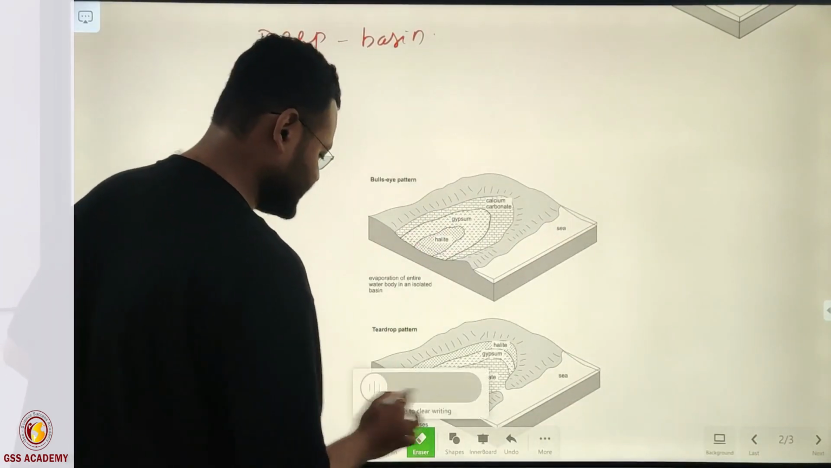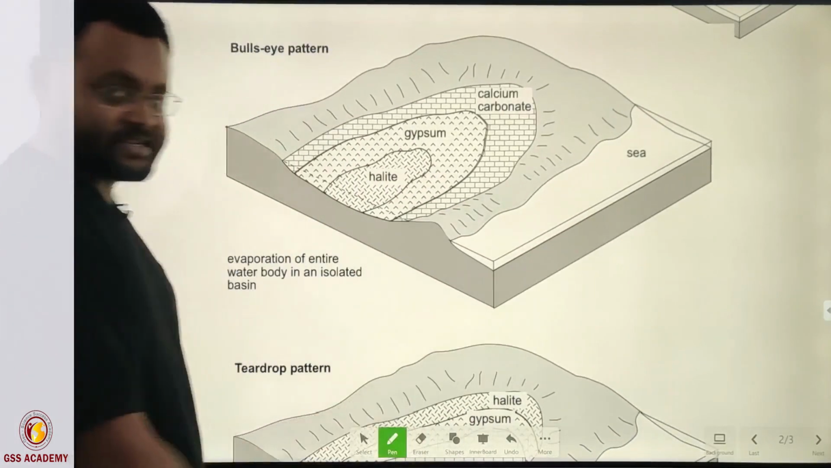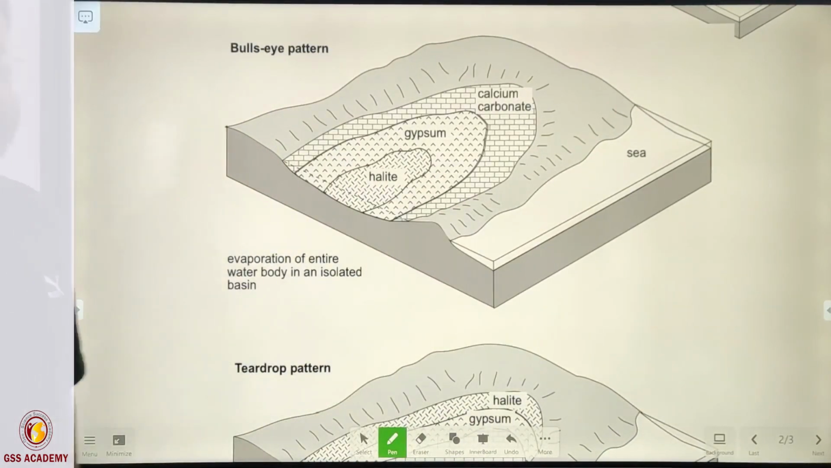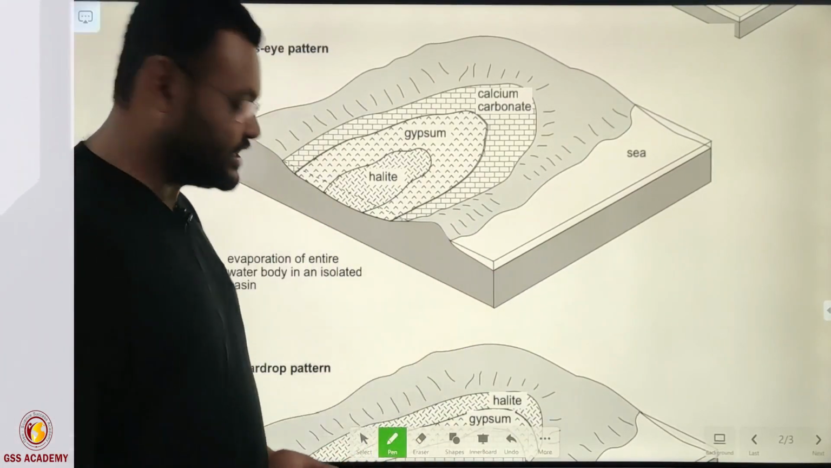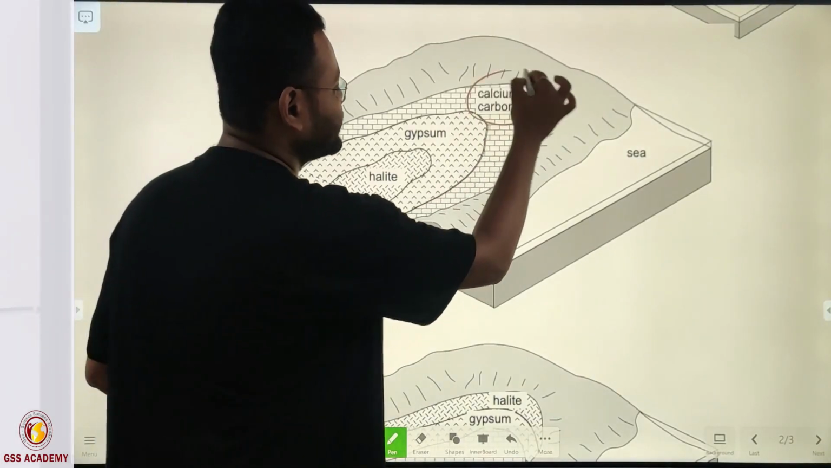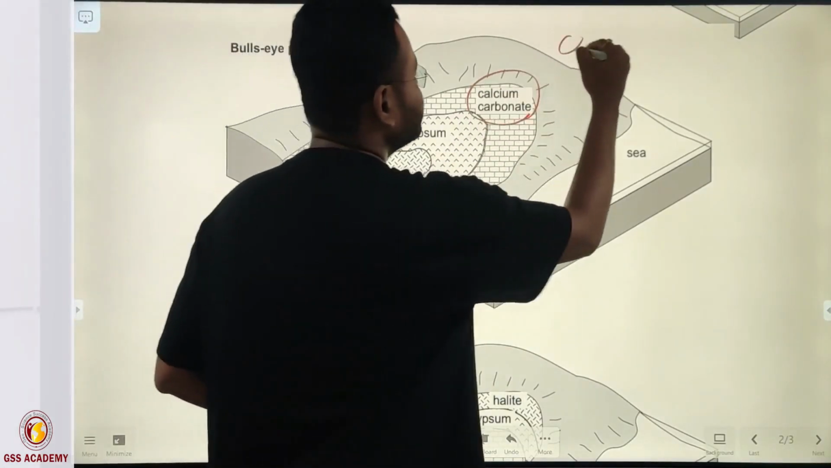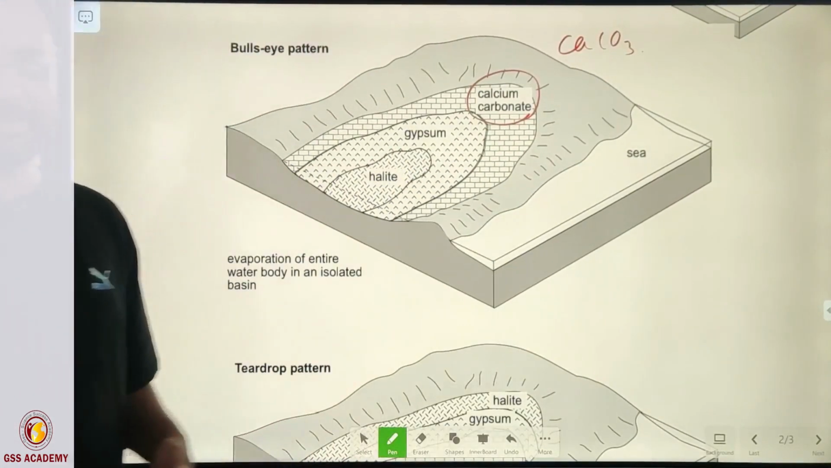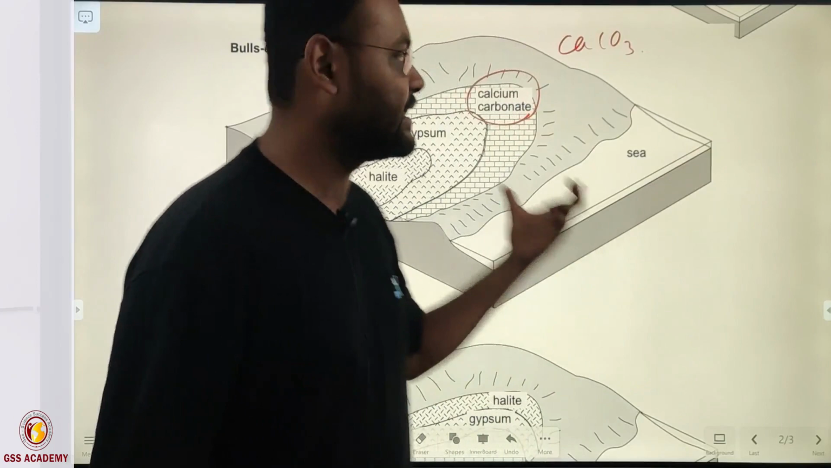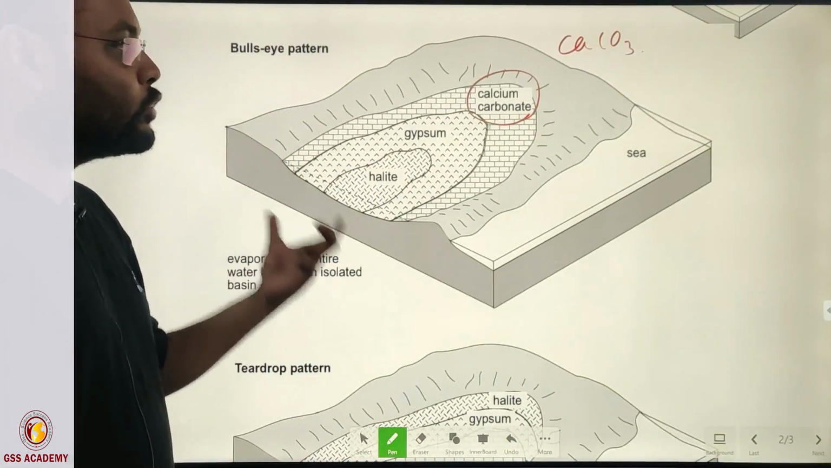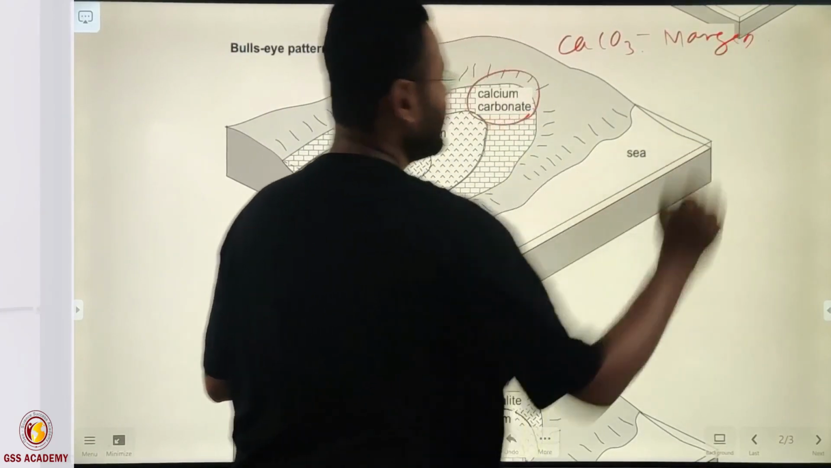If the deep evaporite basin is completely isolated from the open ocean, then with the increasing magnitude of evaporation at the margin, we have the very less soluble compound, that is your calcium carbonate. That means in this deep basin, under the condition that the deep basin is completely isolated from the open ocean, at the margin of that particular basin, we have calcium carbonate deposit.